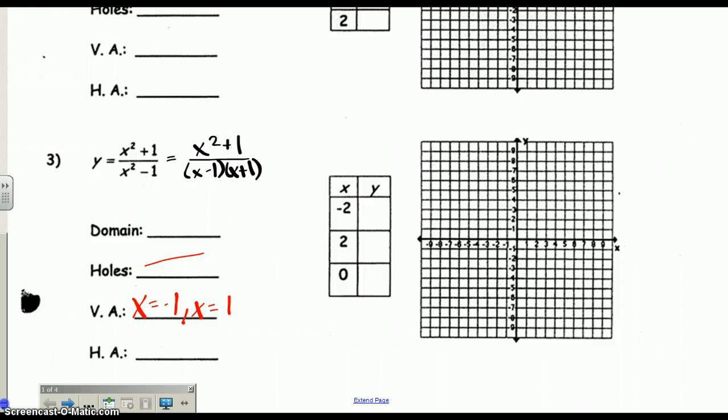Okay, now let's look at the degree. The degree is x squared for both of them, 2 over 2, so it's the same idea.